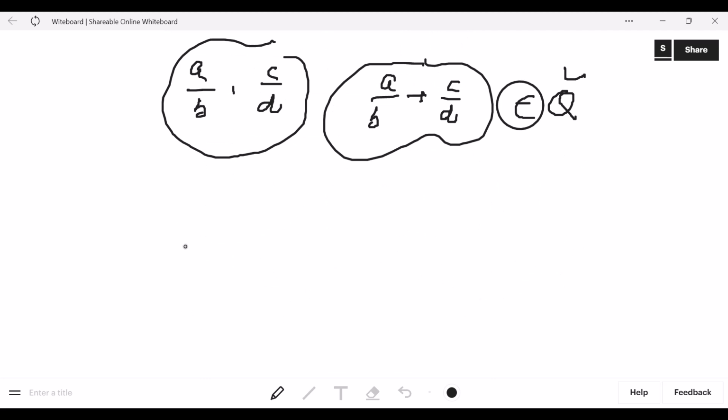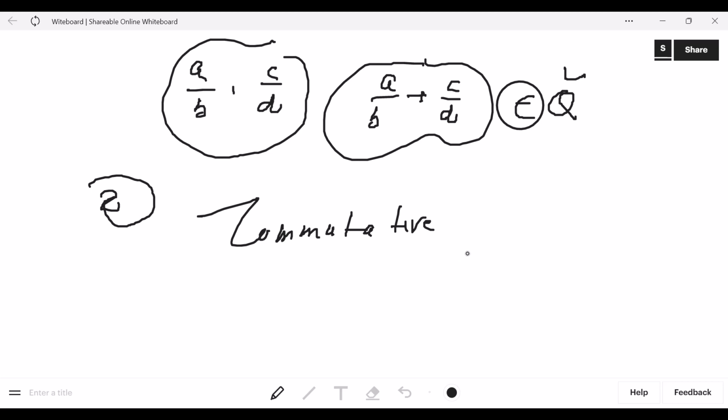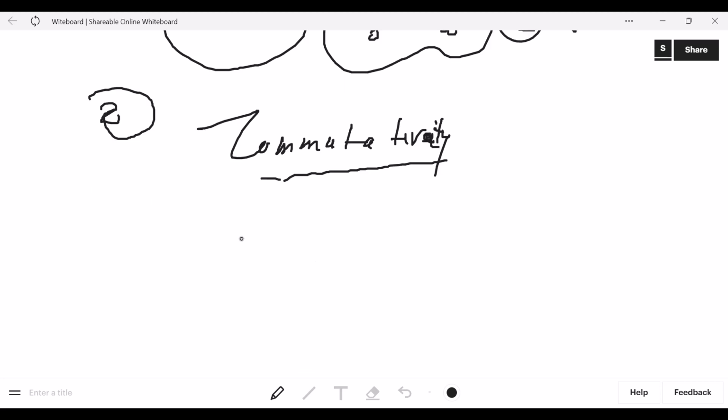The next property under addition of rational numbers is commutativity. C-O-M-M-U-T-A-T-I-V-I-T-Y. Commutativity. Right? This property says that two rational numbers can be added in any order. The result will always be same.